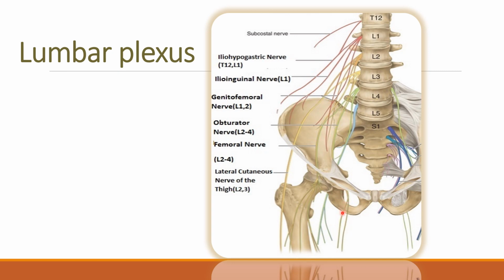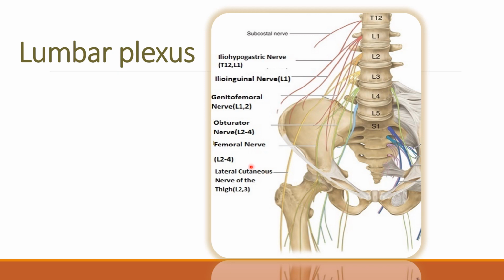After coming out through the obturator canal, it gives branches to the medial compartment of the thigh muscles, that is, adductor longus, adductor magnus, adductor brevis, obturator externus and gracilis.